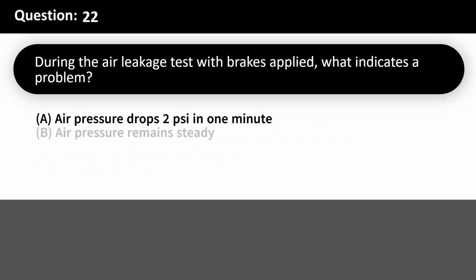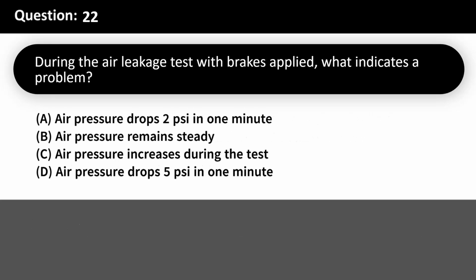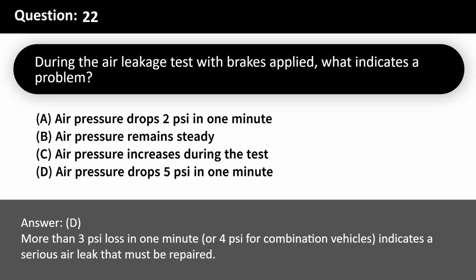During the air leakage test with brakes applied, what indicates a problem? A. Air pressure drops 2 psi in 1 minute. B. Air pressure remains steady. C. Air pressure increases during the test. D. Air pressure drops 5 psi in 1 minute. Answer D. More than 3 psi loss in 1 minute, or 4 psi for combination vehicles, indicates a serious air leak that must be repaired.